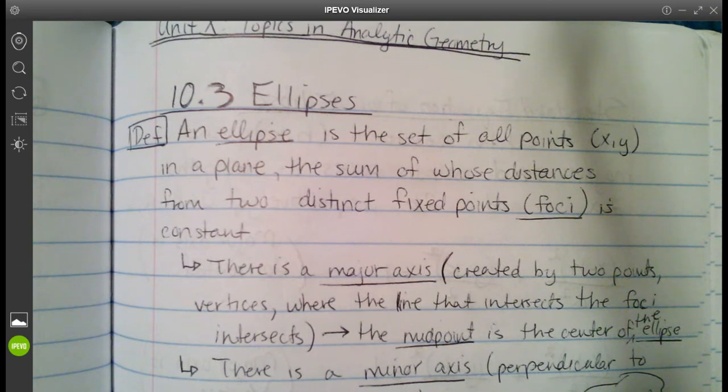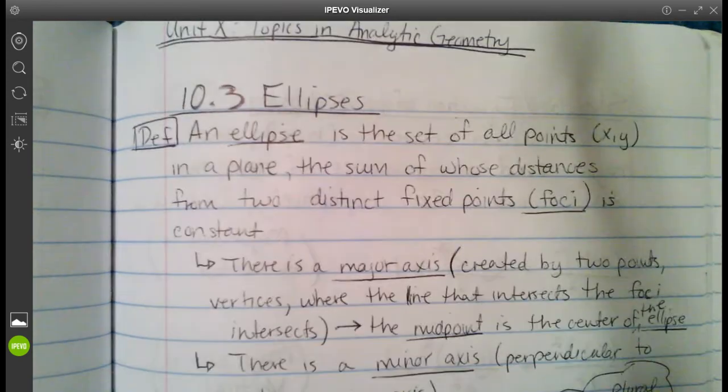We have our definition of an ellipse, and this is the set of all points x, y in a plane, the sum of whose distances to two distinct fixed points, which are kind of like two focuses, which we call foci for plural, is constant. We have two axes for this one.